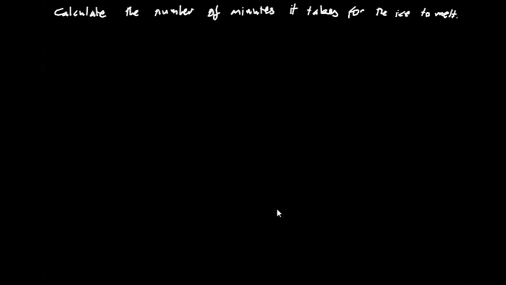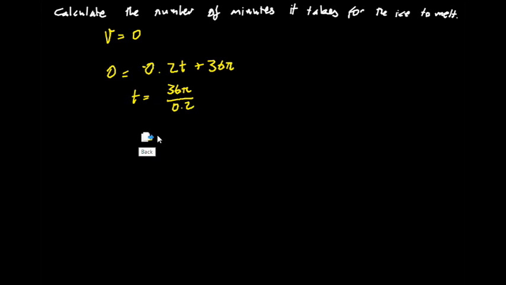And part B says to calculate to one decimal place the number of minutes it takes for all the ice to melt. So when the ice is melted, we have our volume is 0. So we work out when 0 is -0.2t plus 36 pi. And solving for t, we find that t is equal to 36 pi over 0.2, which is 180 pi. So the ice block melts after 180 pi seconds.